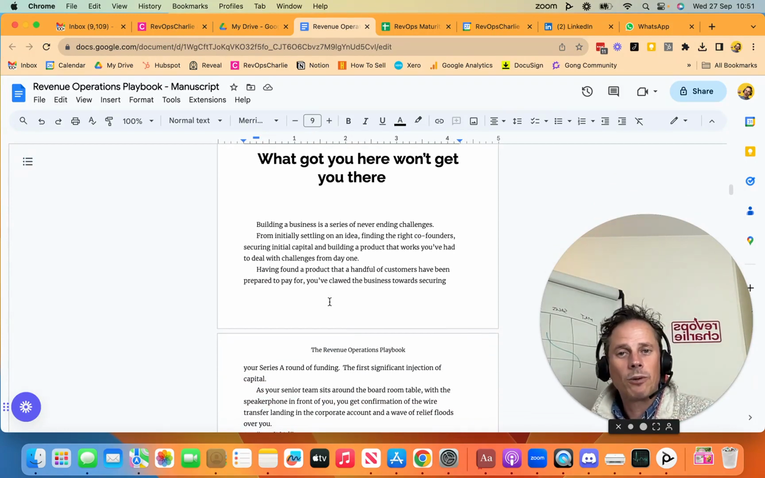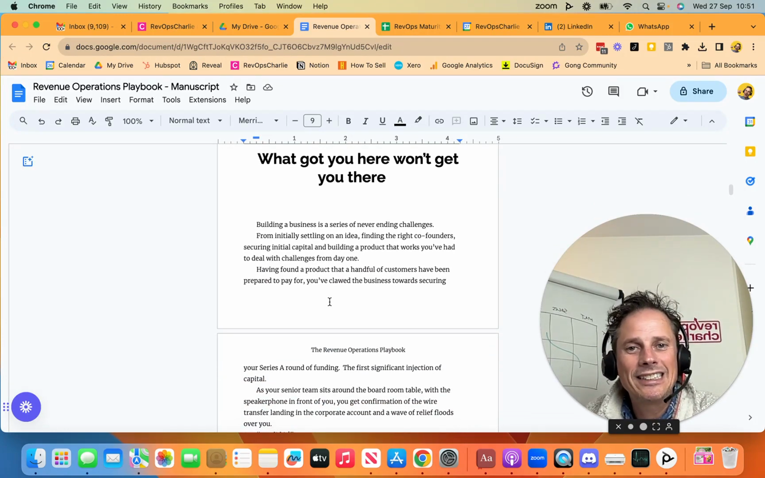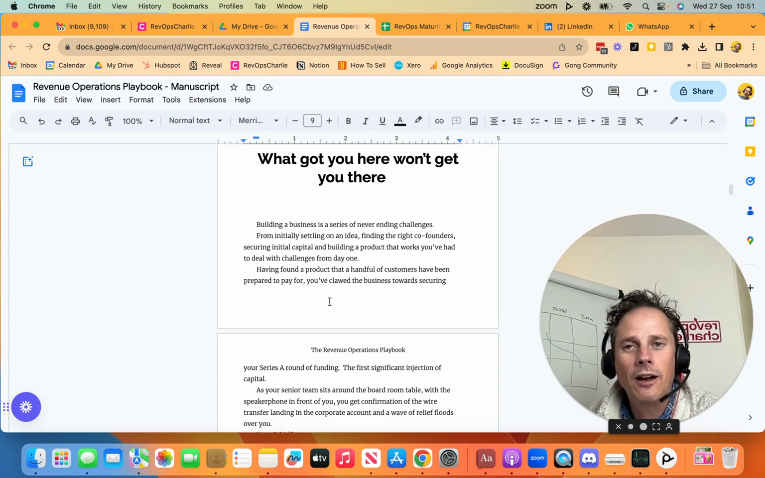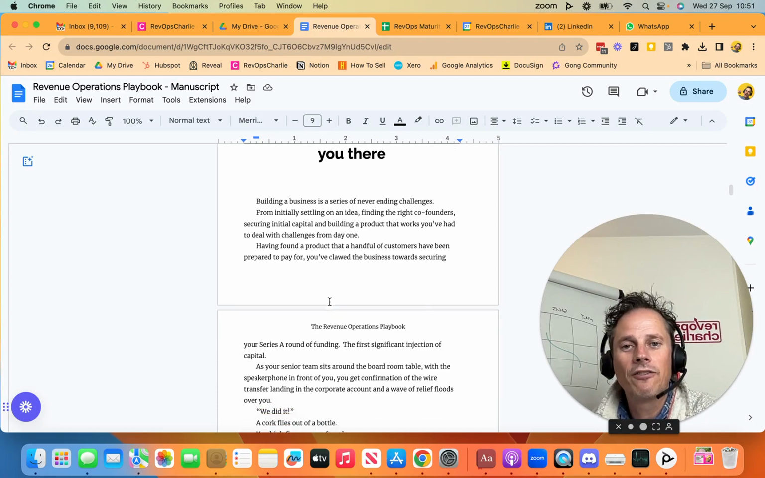And then we get into the book proper, and here we're really setting the scene, the pain for a founder that has just raised their Series A funding. What got you here will not get you there. You may be sitting on the top of your product market fit mountain, and you've just raised this amount of money because you've proved that you can sell a product that customers will pay for. But now you're at the bottom of the go-to-market fit mountain.